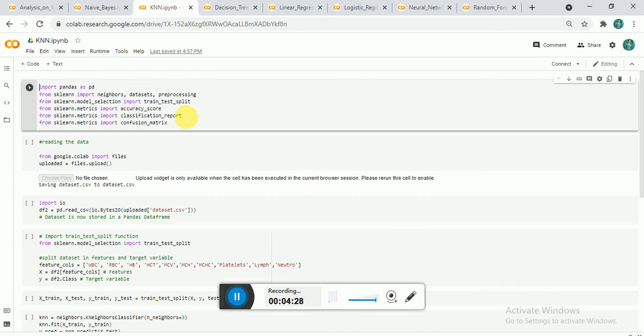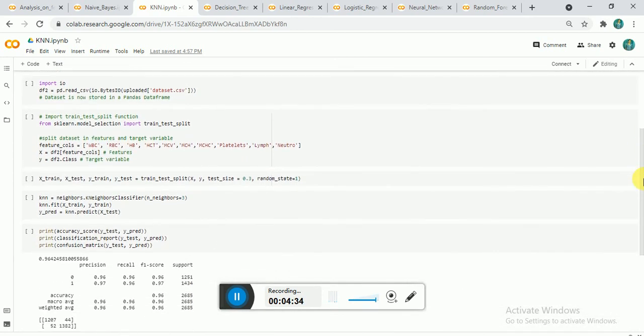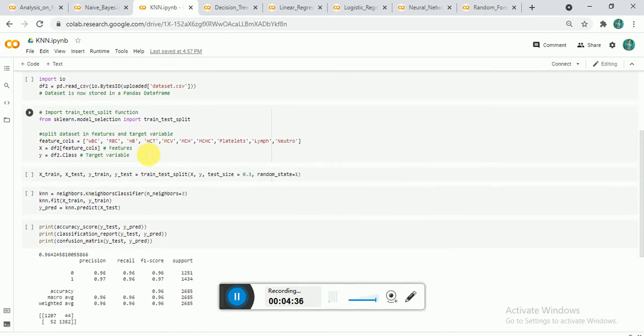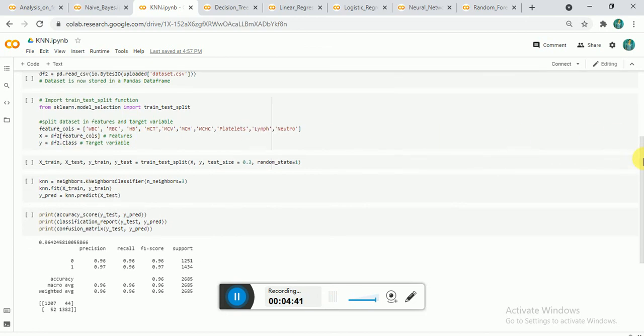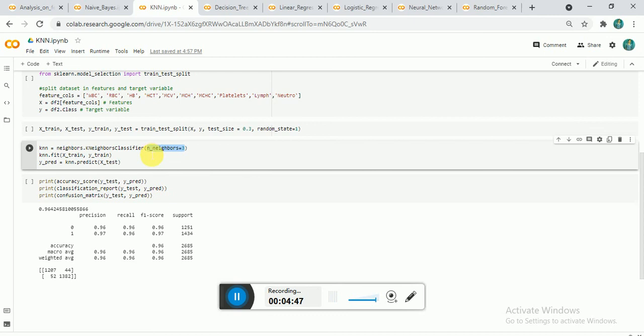Secondly, the second algorithm I have used is KNN, k nearest neighbor, you can say. Here I have chosen the attributes for the target values, trained the dataset using 3 nearest neighbors, and the accuracy I have achieved is 96%.